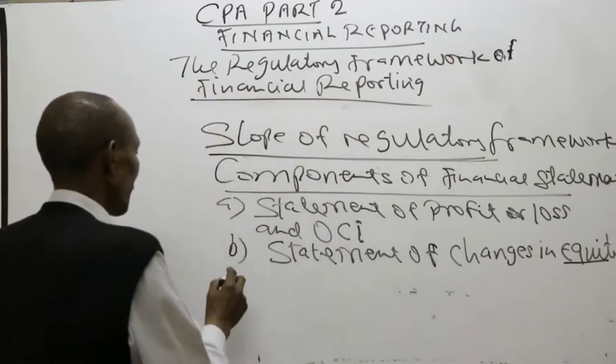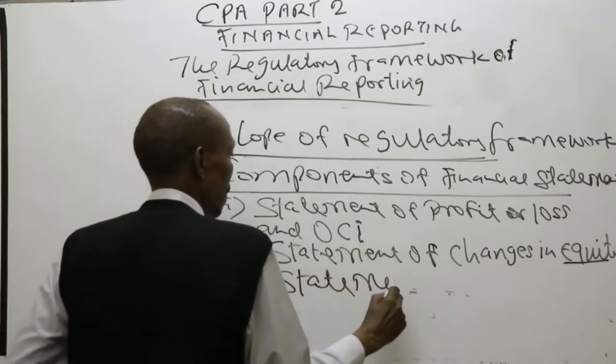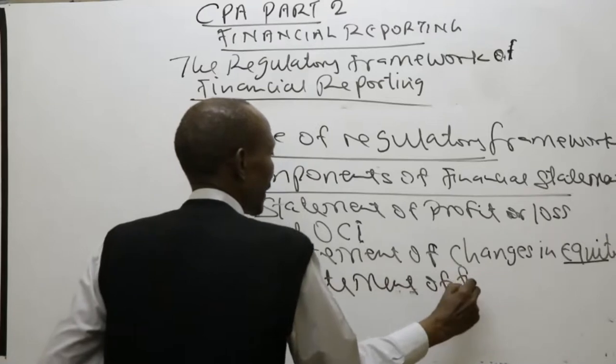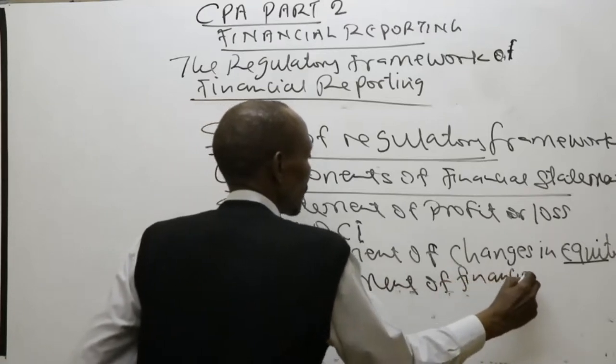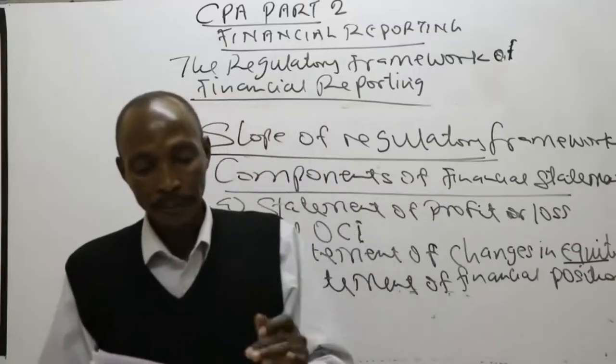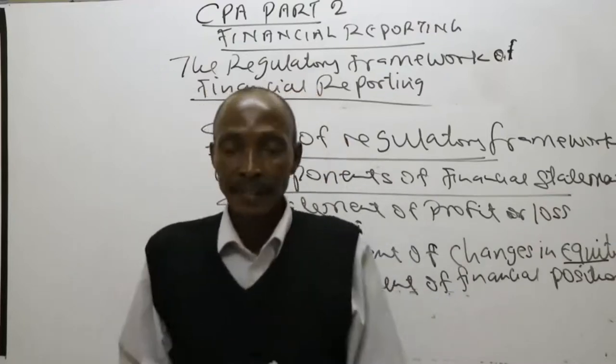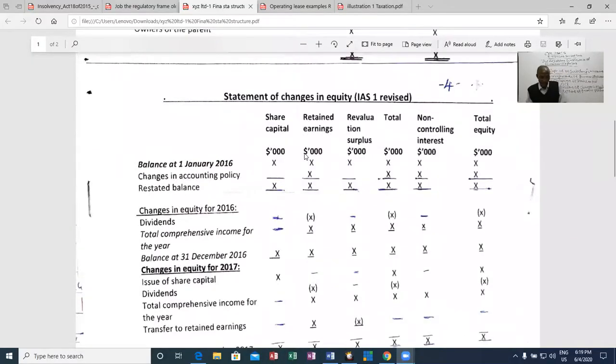We have a statement of financial position. That statement of financial position will be having assets and liabilities. Let's briefly take a look at the statement of changes in equity before we analyze the financial position. Here are the items that make the statement of changes in equity.